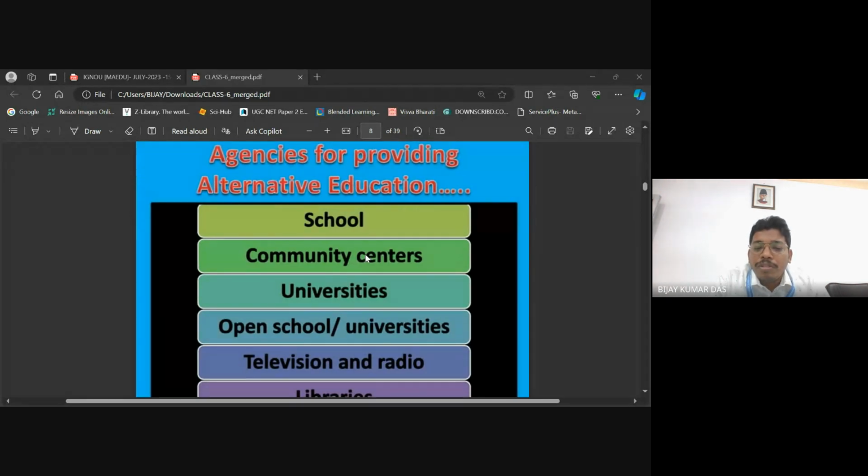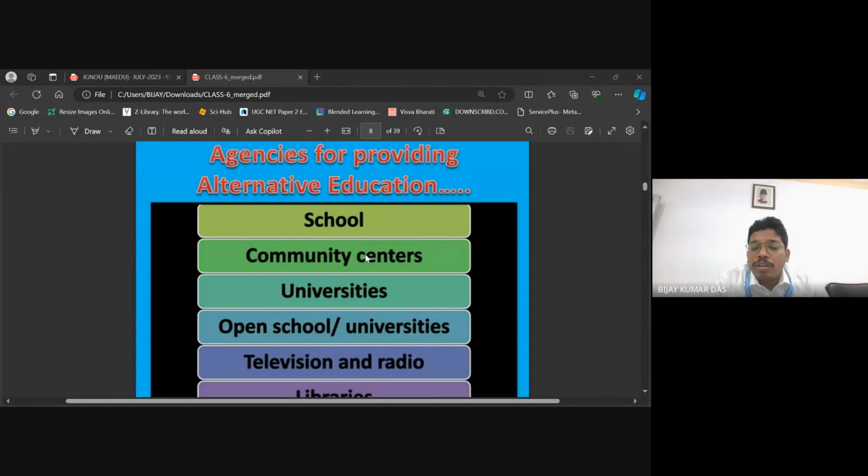And open schools and universities are also organizing a larger number of activities and programs, both in open virtual mode and in physical or blended mode. They are also attending these and they are learning a lot, right?